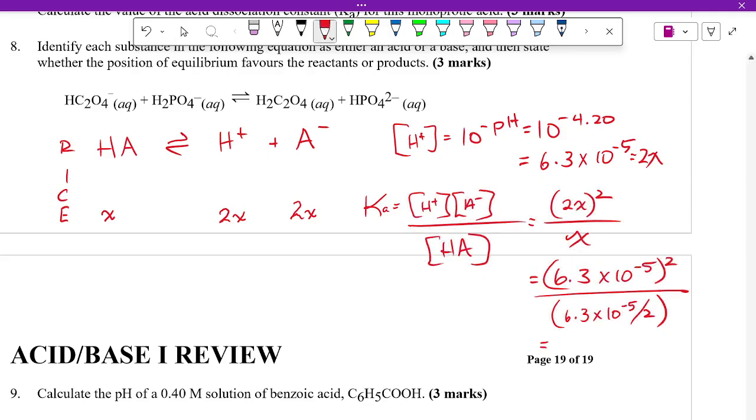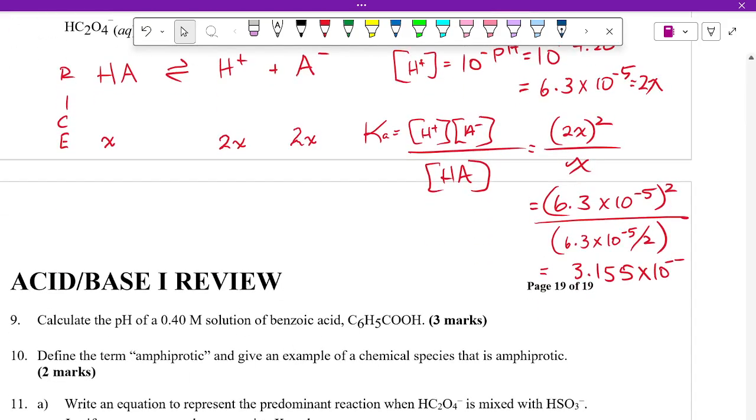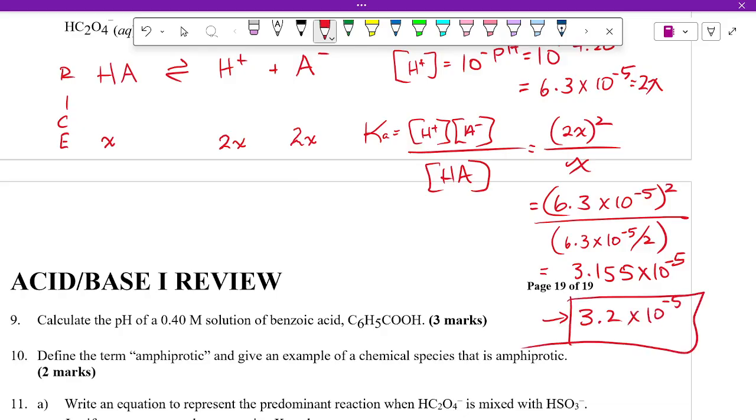And when I do the math on that, I get 3.155 times 10 to the negative 5, but we only want to have 2 sig figs. So that's going to become 3.2 times 10 to the negative 5. Is that good? Okay, cool. And that is all you guys asked for.